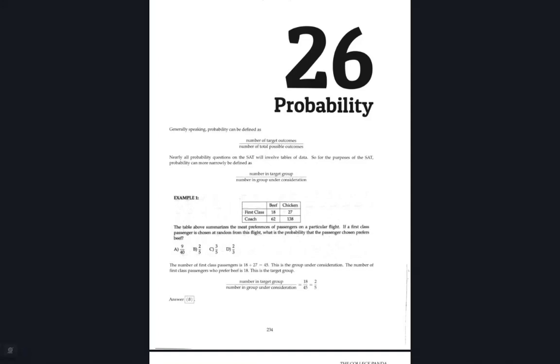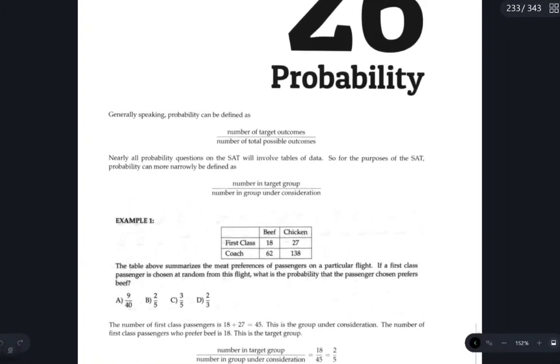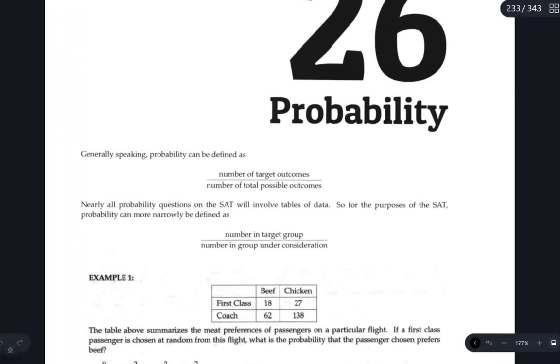So basically, today we're going to cover the chapter of probability and the basic stuff of the percentages that you're going to be tested on for the ACT.